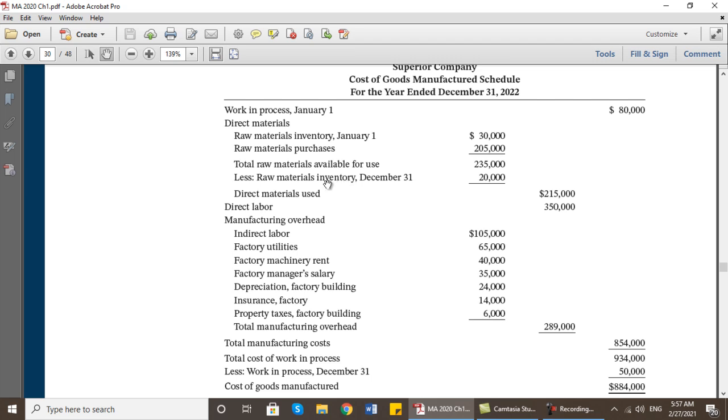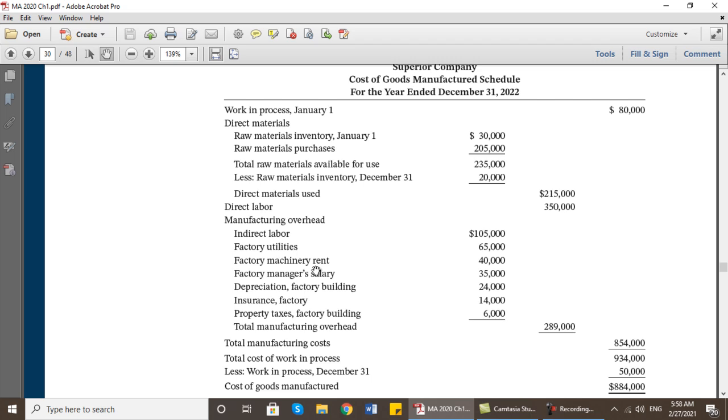We deduct, or less, raw materials inventory December 31. Here, direct materials used: beginning plus purchases equals available for use, less ending equals direct material used. Direct labor, as given. Manufacturing overhead: this includes, besides direct labor, factory utilities and factory machinery rent.